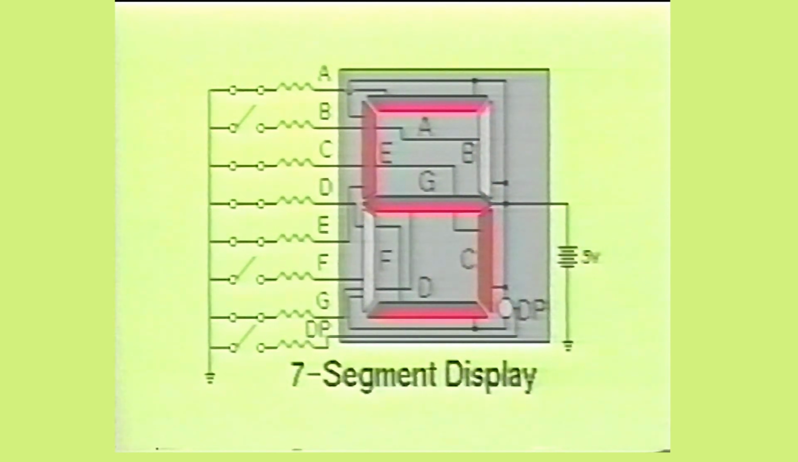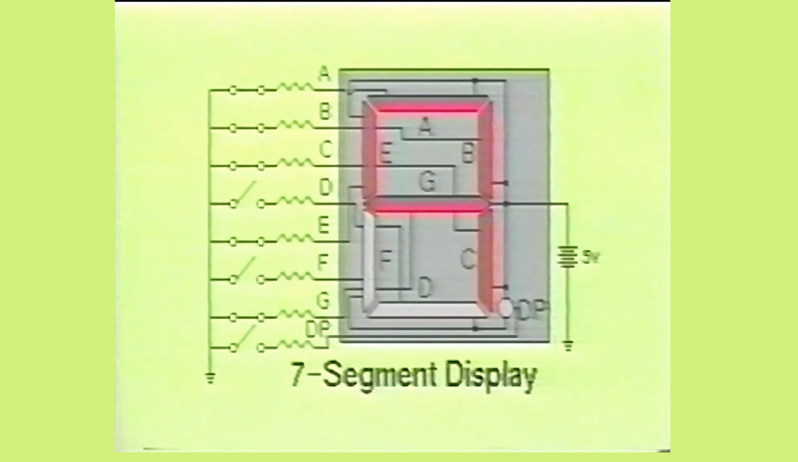Decimal number 5 is displayed when segments A, C, D, E, and G are turned on. Likewise, decimal number 6 is displayed when segments A, C, D, E, F, and G are energized. And decimal number 7 is displayed when segments A, B, and C are turned on. Decimal number 8 is displayed when all of the segments except DP are activated.